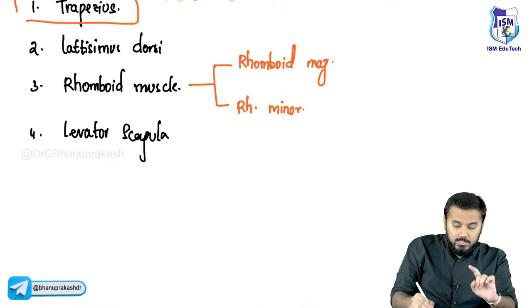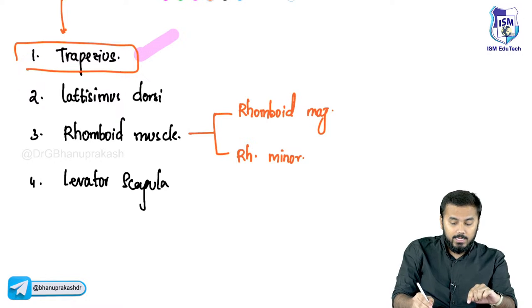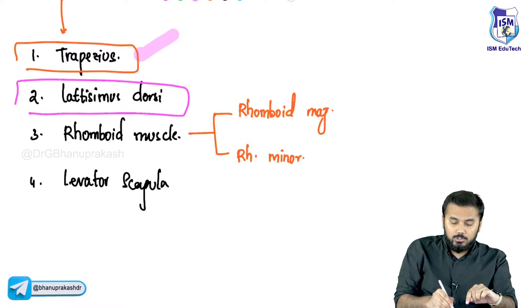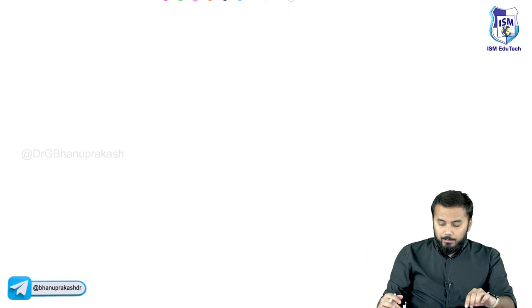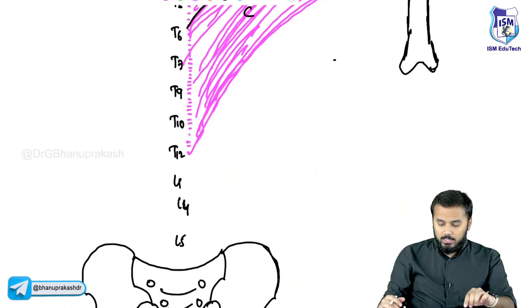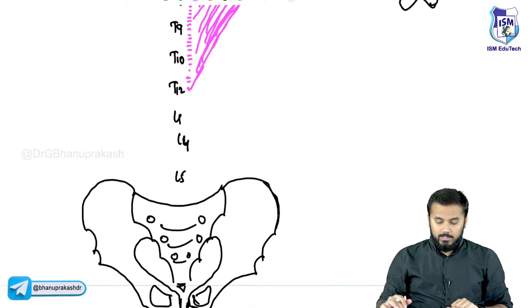Now, after the trapezius muscle which we have discussed, the second muscle in the list, what is that muscle, guys? That is latissimus dorsi. We shall discuss latissimus dorsi now. Before I discuss latissimus dorsi, you have to know a few important things. What are those few important things?